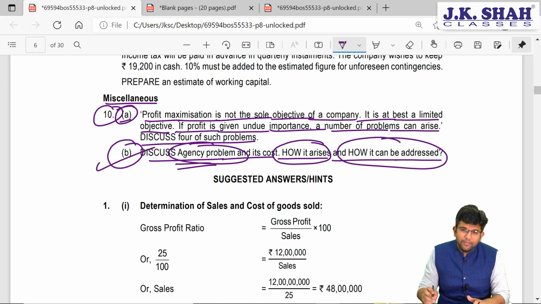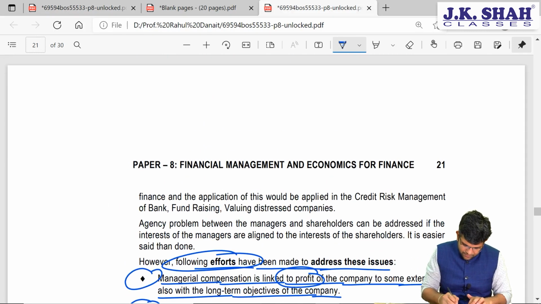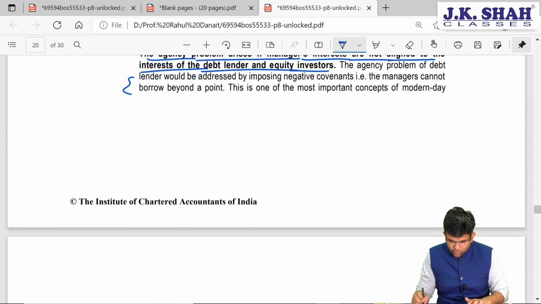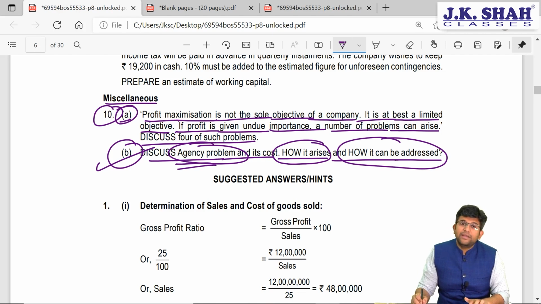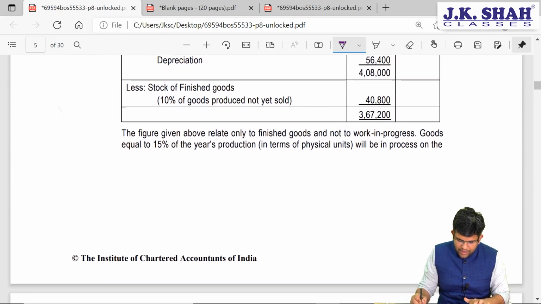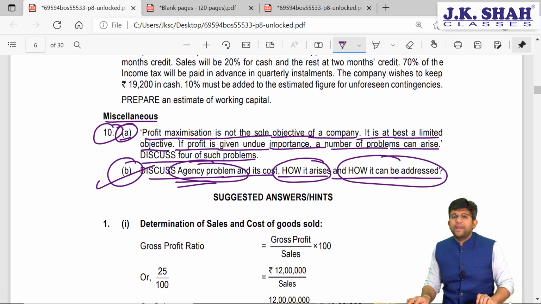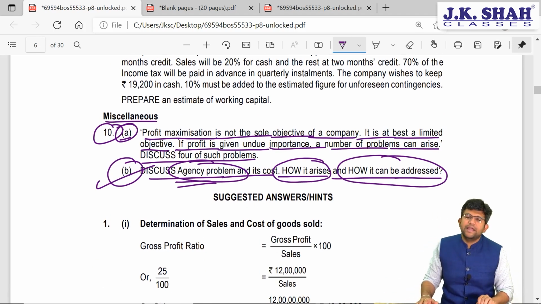So this was point number B. Children, here they have given some different examples about the agency problem. You can read it on your own, right? So with that, we complete the discussion of question 10B, and with that we complete the discussion of this entire RTP of May 2022 CA Inter Paper 8A Financial Management.